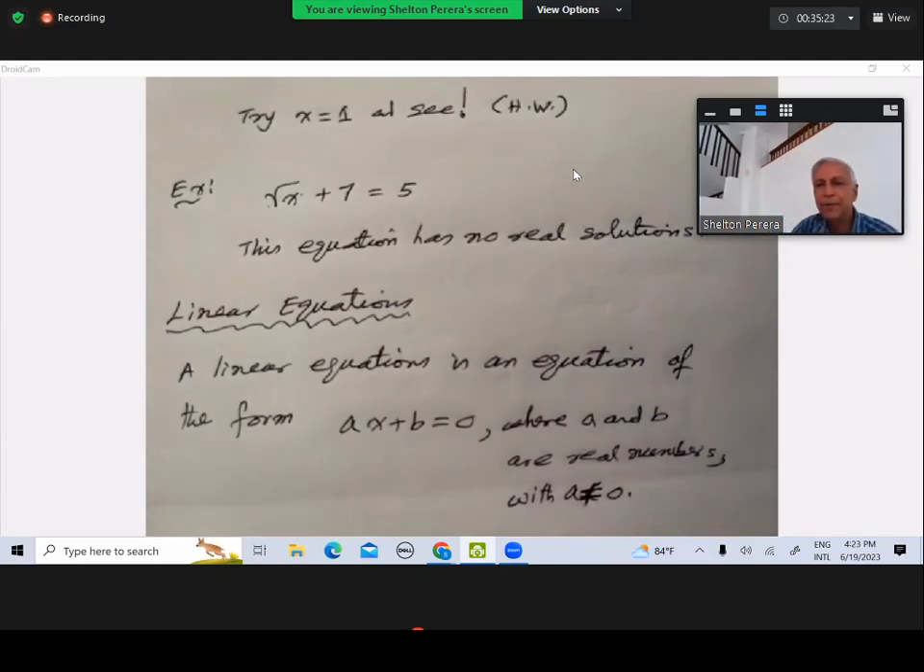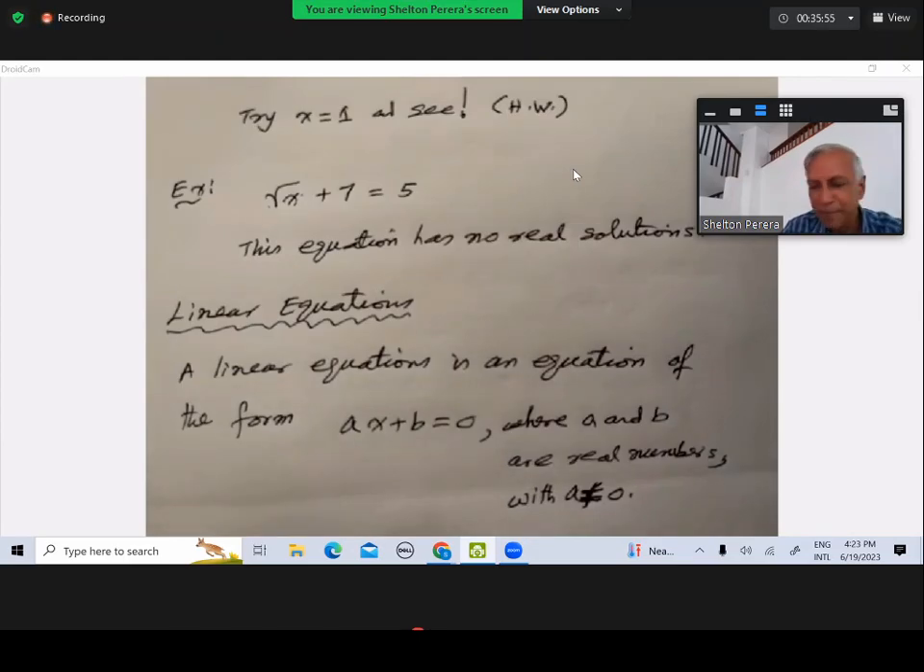If a is equal to 0, we don't say it is a linear equation, because no x is there, no? If a is 0, 0 times any real number is 0. So it's not considered a linear equation. A linear equation is like the example that we did. First example, what was it? 5x plus 3 is equal to 7.